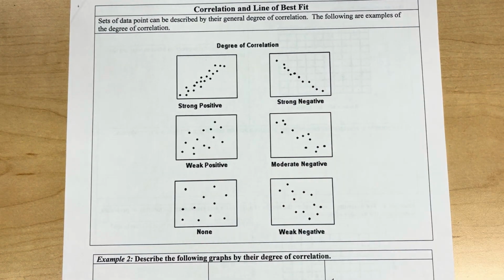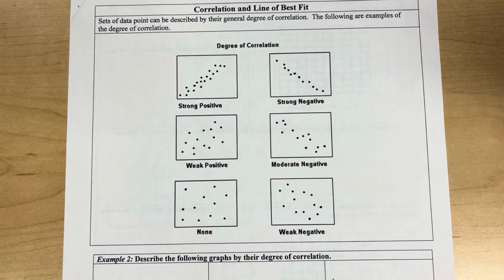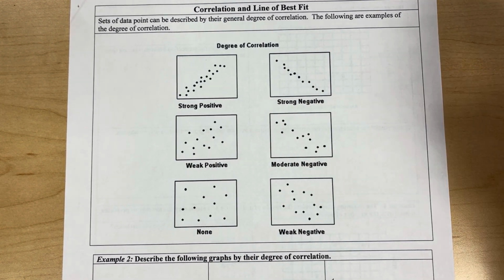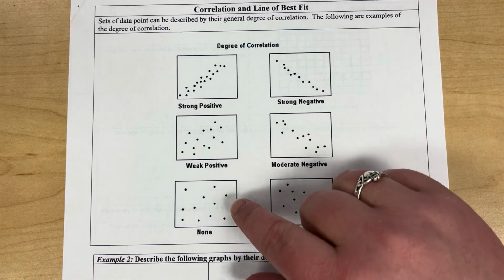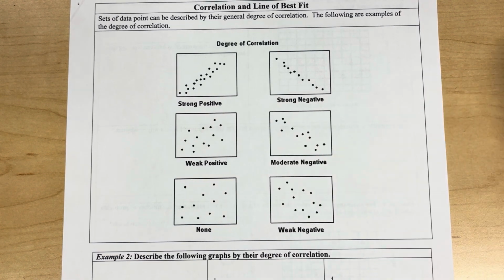Now, none just means you have no idea what's going on here. There is no way I can tell whether or not this graph is increasing or decreasing, strong or weak. The dots are just all over the place. So there is no correlation between whatever those 2 variables were in this graph.